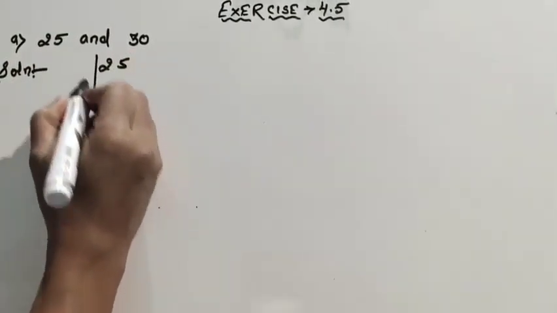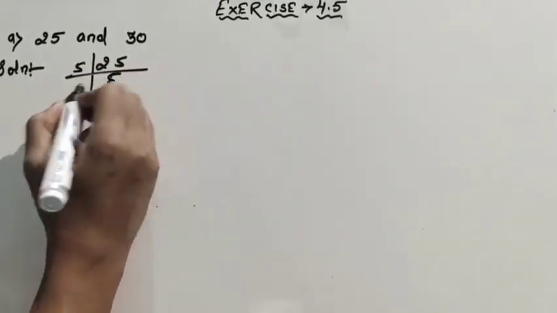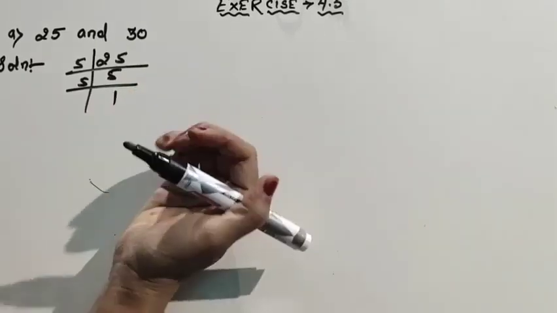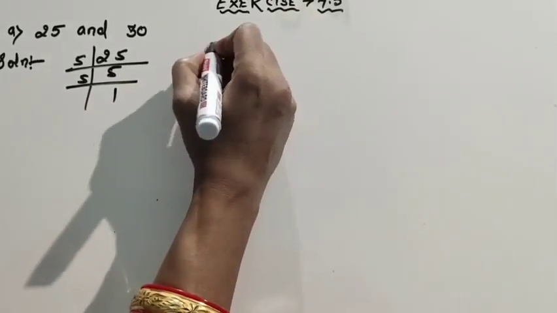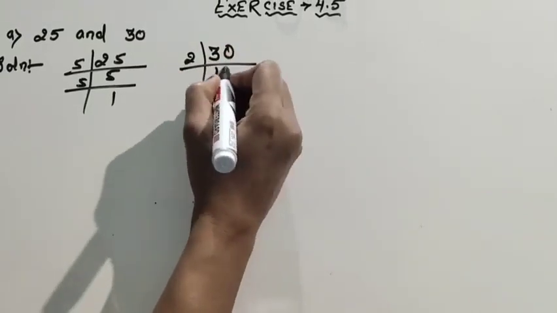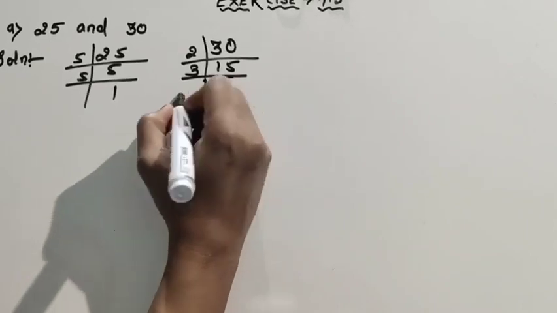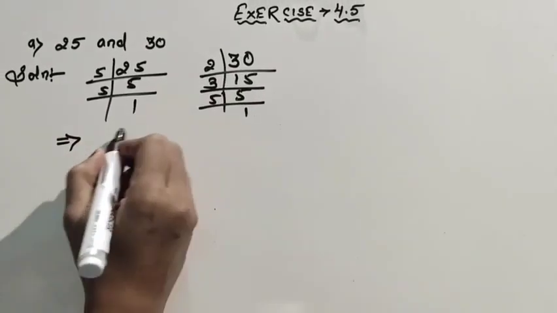25 will come, 5 table: 5 5s are 25, 5 1s are 5. Next 30, 2 table: 2 15s are 30, then 3 5s are 15, and the last one 5 1s are 5. Okay, now you have to write it.